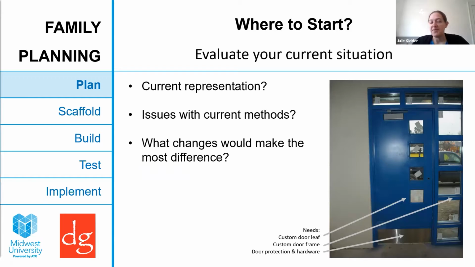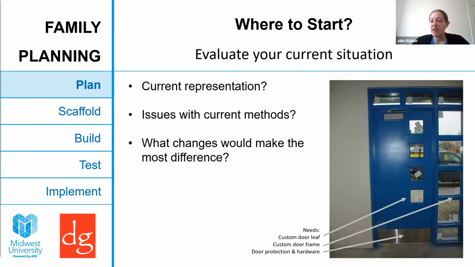So, where to start? Evaluate what you're using now. What issues are there with current methods? And what changes would make the most difference? In the door, you see a project that we did before I rebuilt the door library.